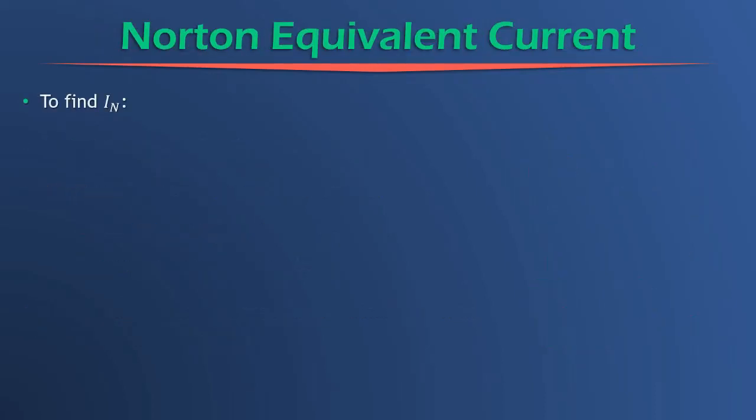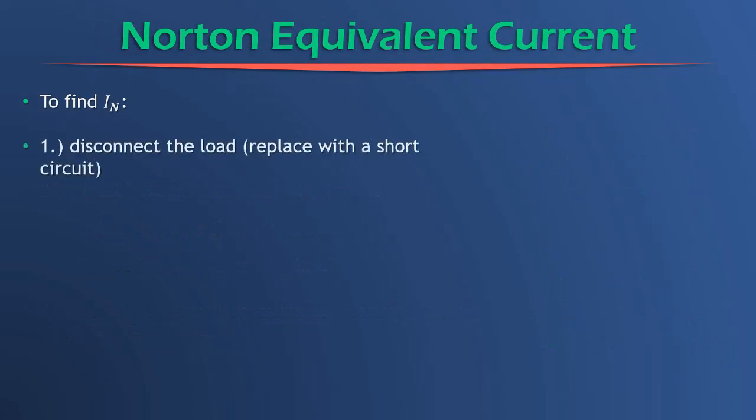To find the Norton equivalent current, you need to disconnect the load and replace it with a short circuit. So wherever you have a load resistor connected, you will have to disconnect it and replace it with a short circuit. The Norton current is usually the current that will be flowing in a direction to ground. That will be the direction of the Norton current, mainly because it is assumed that current will flow from a point of higher potential to a point of lower potential.